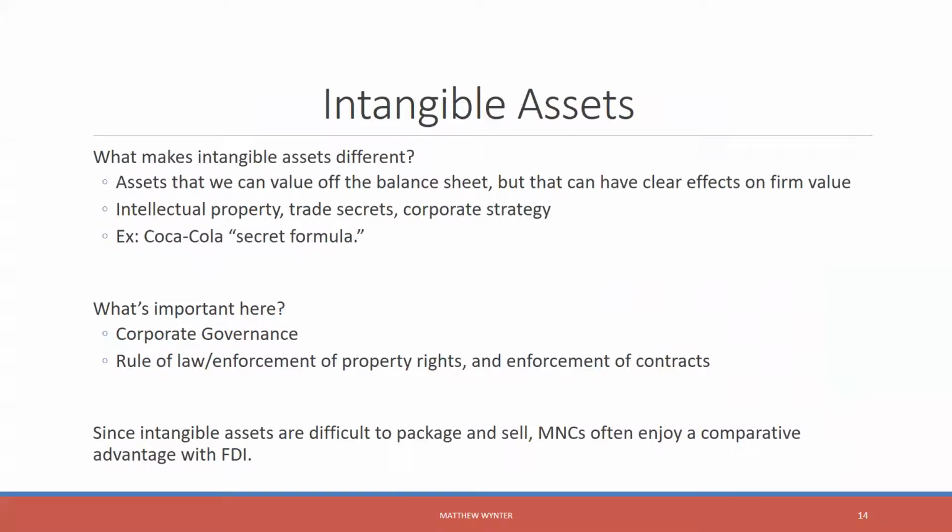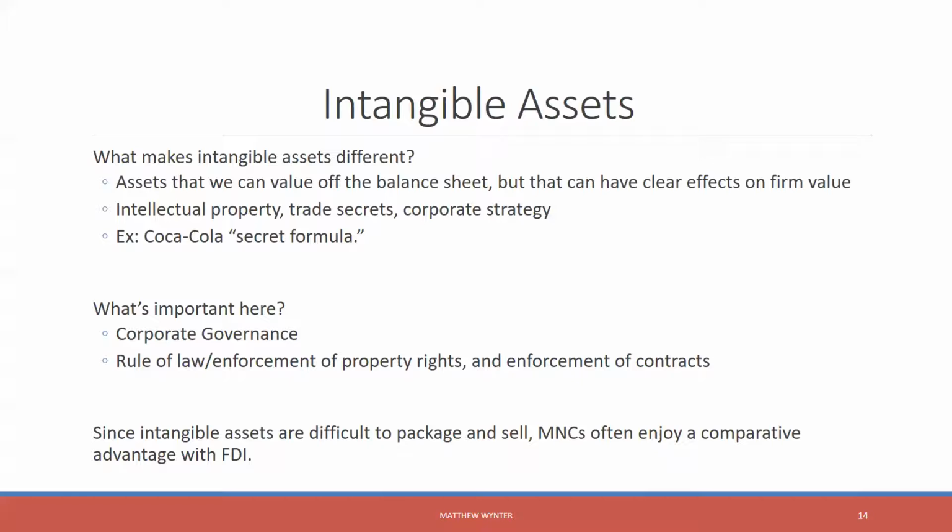Another key factor behind FDI are intangible assets. So what makes intangible assets different? Intangible assets, again, you can think about intellectual property. These are assets that we can value off the balance sheet, but it can be really, really difficult for us to try to package them. So it may never show up on our balance sheet, but there's certainly going to be intellectual property. There's certainly going to be trade secrets. There's certainly going to be corporate strategy. There's going to be all types of occupational, firm-specific, and industry-specific knowledge and intangible property that will affect firm value.